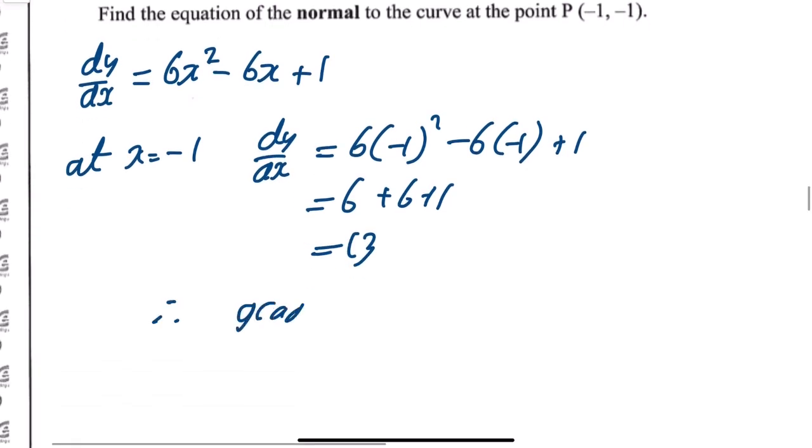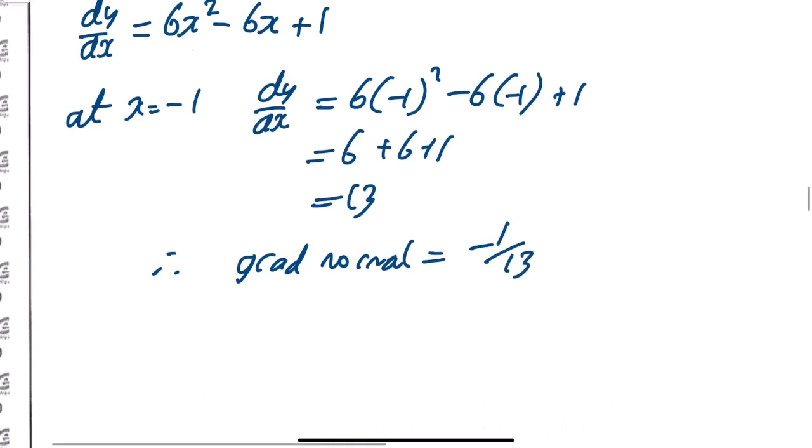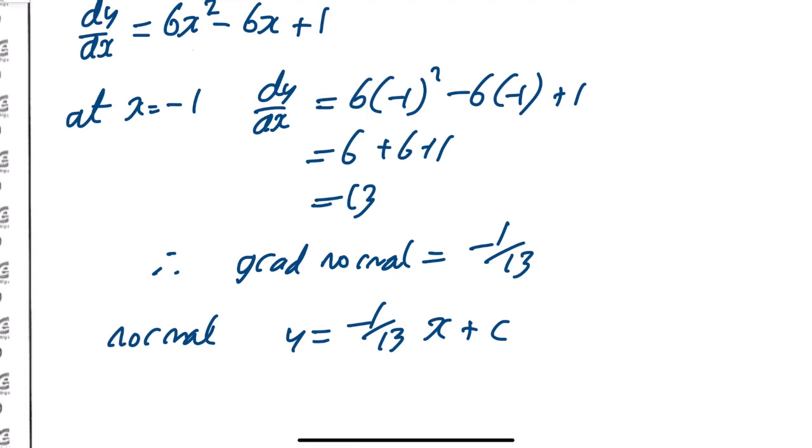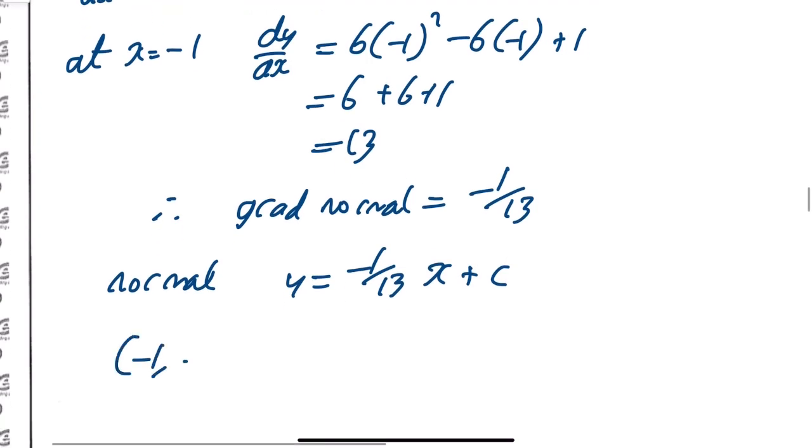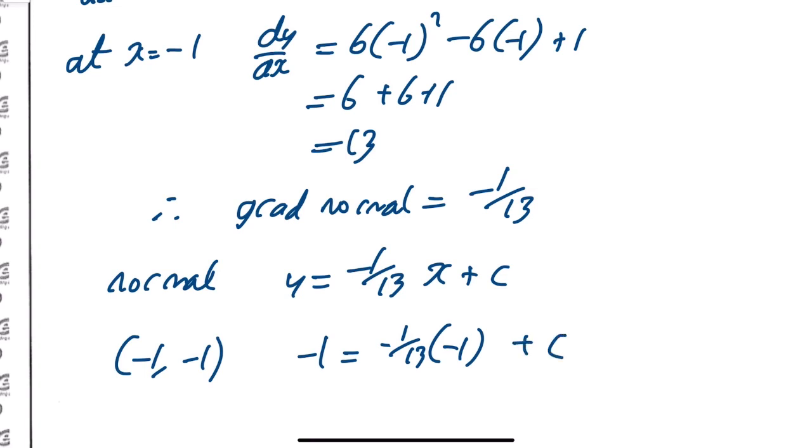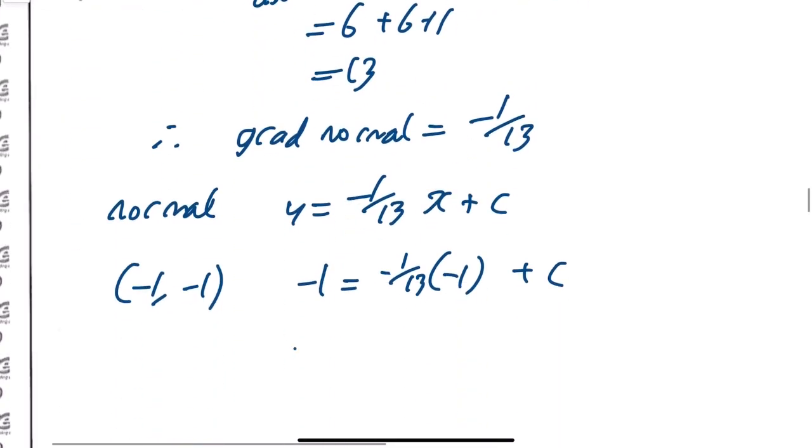So that's the gradient of the curve, which also gives you the gradient of the tangent. The gradient of the normal then is a negative reciprocal. So the gradient of the normal is minus 1 over 13. So your normal so far is y is equal to, remember, y equals mx plus c. So that's your gradient, minus 1 over 13. And then sub in the point minus 1, you'll have minus 1 is equal to minus 1 over 13 times minus 1, plus your c. Yep. And then so that's going to be minus 1 is equal to 1 over 13 plus c.